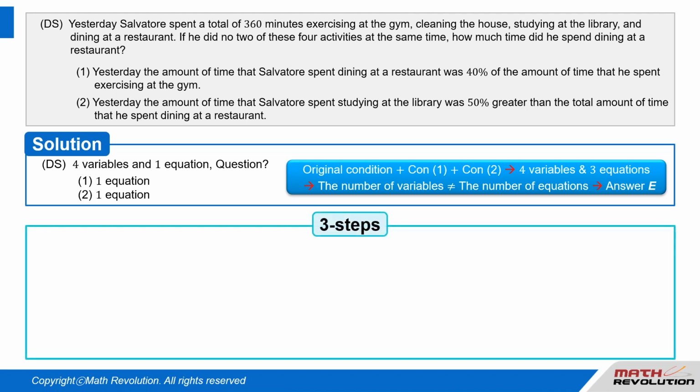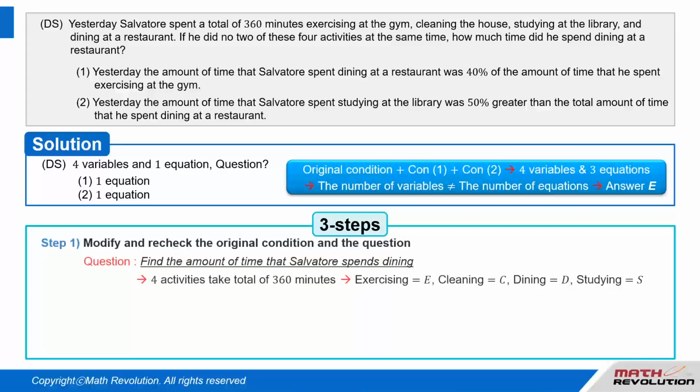Let's apply the 3 steps suggested previously. Follow the first step of the variable approach by modifying and rechecking the original condition and the question. We have to find the amount of time that Salvatore spends dining at a restaurant if the 4 activities take a total of 360 minutes. We will assign a variable for each activity: E for exercise at the gym, C for cleaning the house, D for dining at a restaurant, and S for studying at the library. You can solve this by using the variable approach.